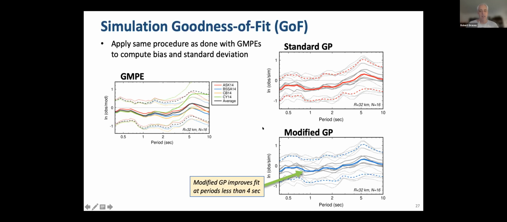And it's encouraging that just by changing the shape of the slip rate function, we improve the fit in these mid-period ranges from about 1 to 4 seconds. We're closer to this 0 line, still a little bit over predicting, and that has to do with the details of the particular rupture.